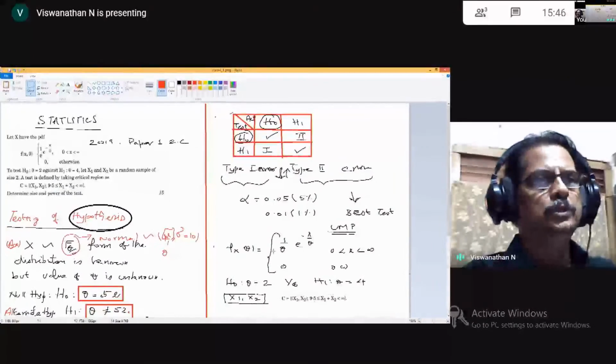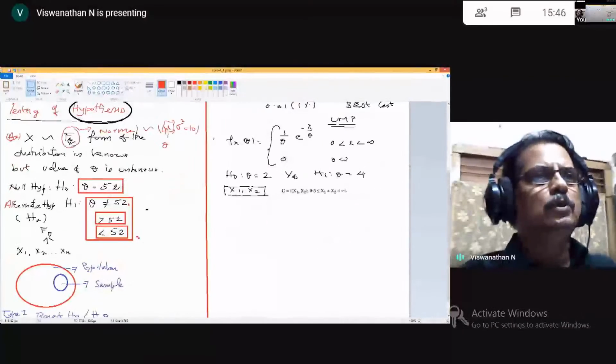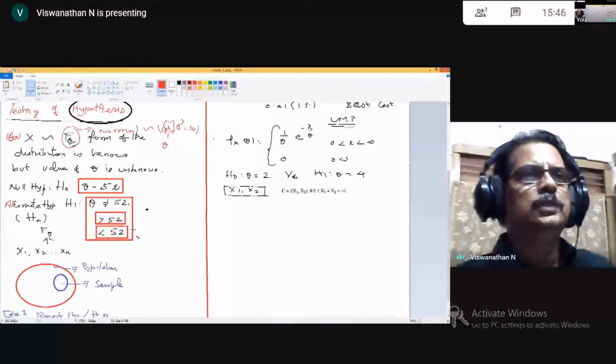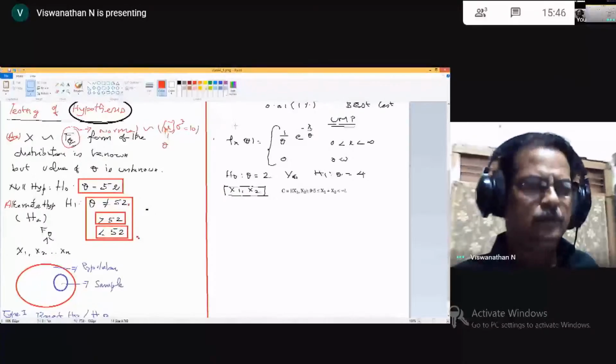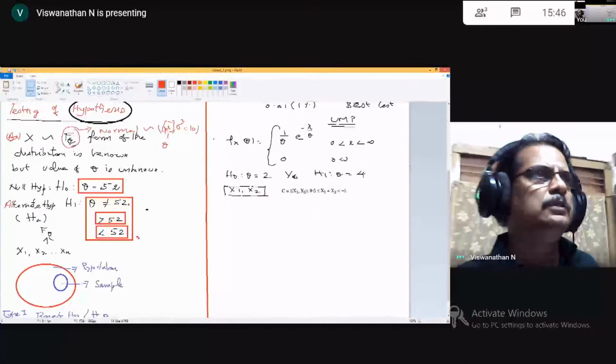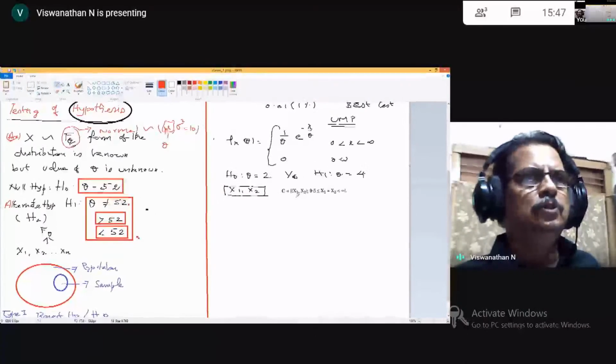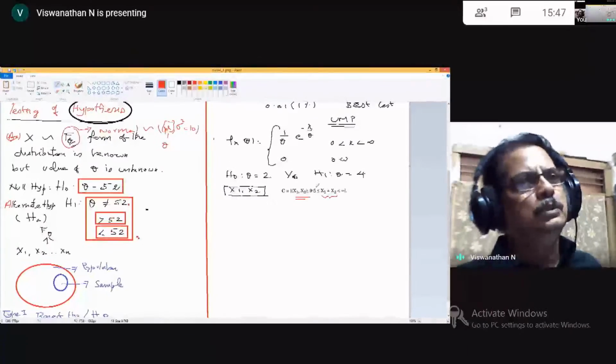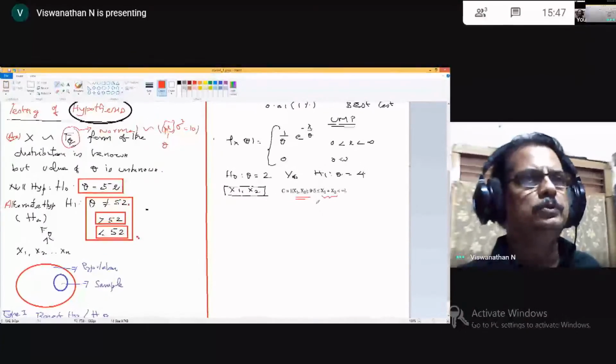So the test procedure says it is the collection of all x1, x2 satisfying this condition. That is, it is all x1 and x2 whenever x1 plus x2 is above 9.5, below infinity always it will be, so the lower bound is more important. So when the sum of the 2 points is greater than or equal to 9.5, you reject the hypothesis.